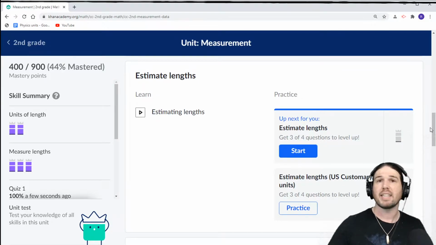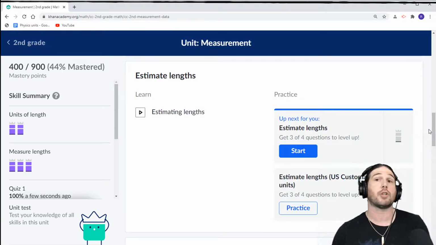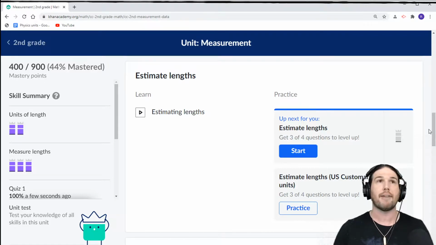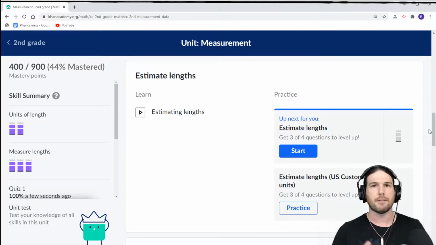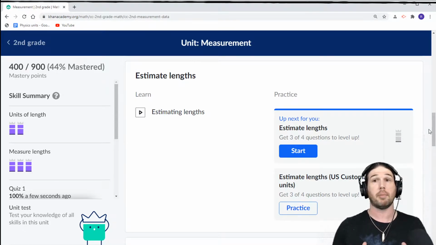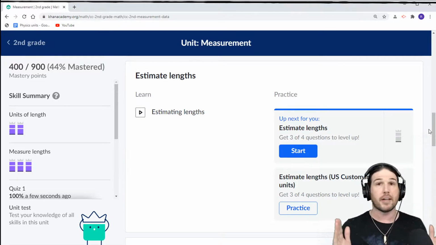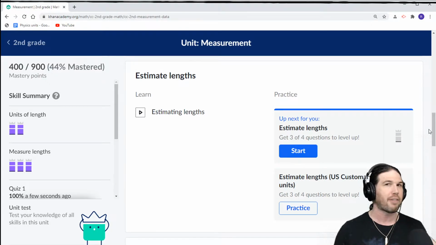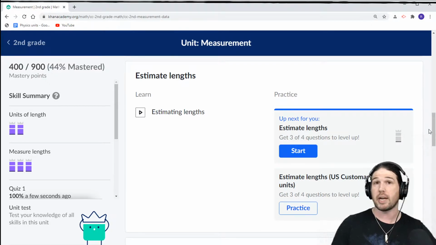Okay, moving on to estimate lengths. Now, this is something that I actually have a problem with in real life. I have a very difficult time being able to visualize lengths. I'm usually very good, like if you have a box that you're going to put in your trunk, I'm usually pretty good at just looking at it and telling you whether it's going to fit or not, but I couldn't tell you how many feet across it was. I don't quite think that way. So this is actually a bit of a challenge for me.